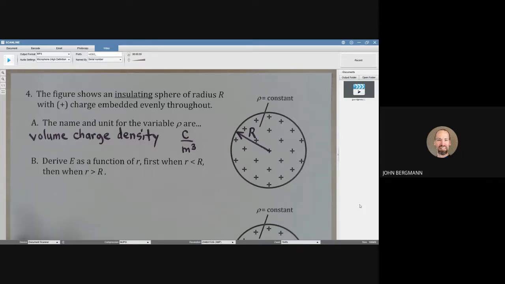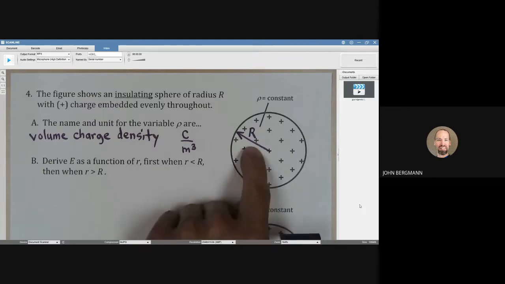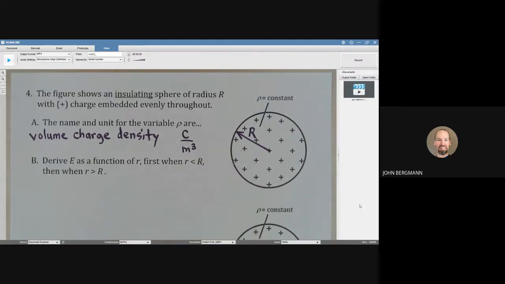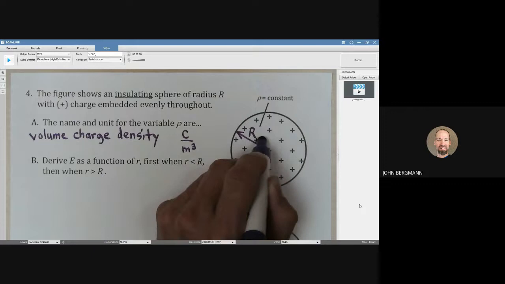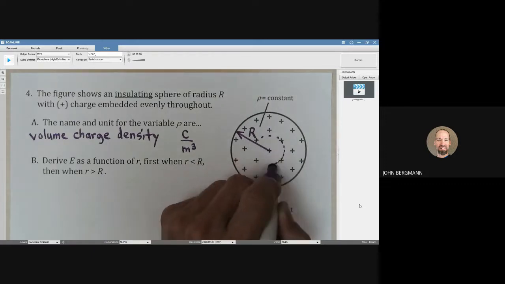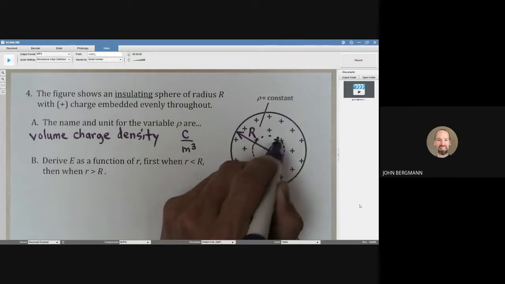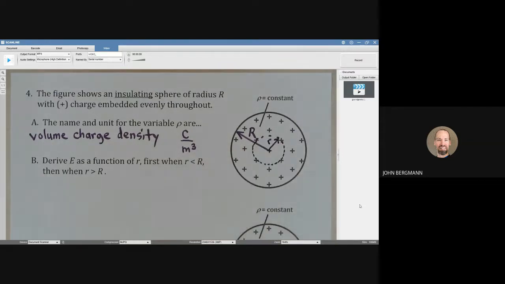Now what we want to do is derive an equation for the electric field as a function of little r. First, when little r is less than big R, and then when little r is bigger than big R. So let's draw a Gaussian surface, a Gaussian sphere. First, when little r is smaller than big R, kind of like that. So that's a sphere there. That's not a circle, it's a sphere.